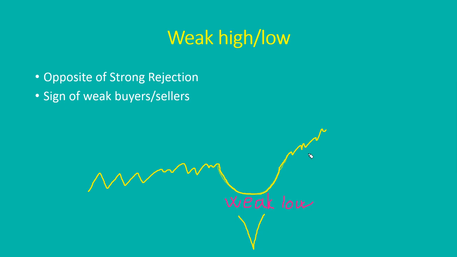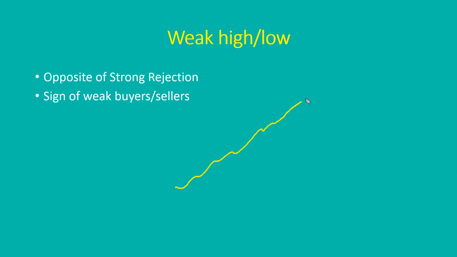There isn't immediate rejection of lower prices. This is what makes it weak, that there isn't immediate rejection of lower prices. A weak high would look, for example, like this. All right, this is a weak high. There isn't an aggressive rejection of higher prices. Aggressive rejection of higher prices would look like this. This is aggression, but this is a weak high.